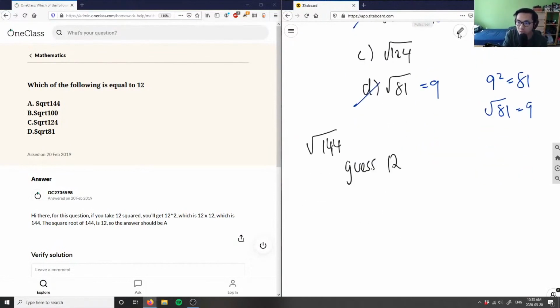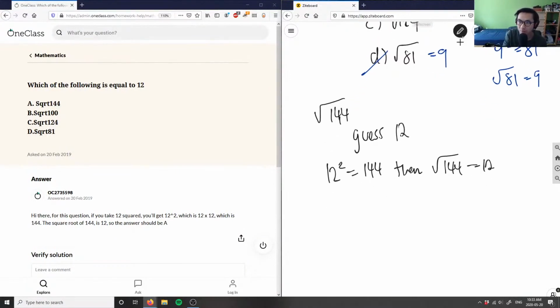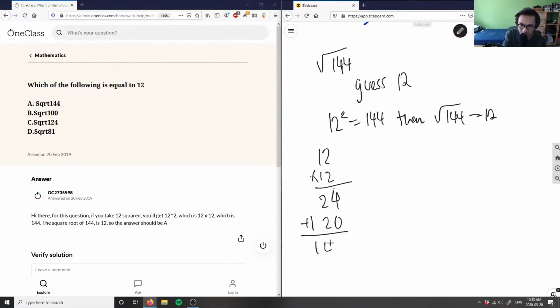And then we can simply do 12 squared. If 12 squared equals 144, then the square root of 144 equals 12. And what we want to do is solve for 12 squared. So 12 times 12 here. So 2 times 2 is 4. 2 times 1 here is 2. I add a 0, and I say 2 times 1 here is 2. 1 times 1 here is 1. I add those guys together, I would get 144.